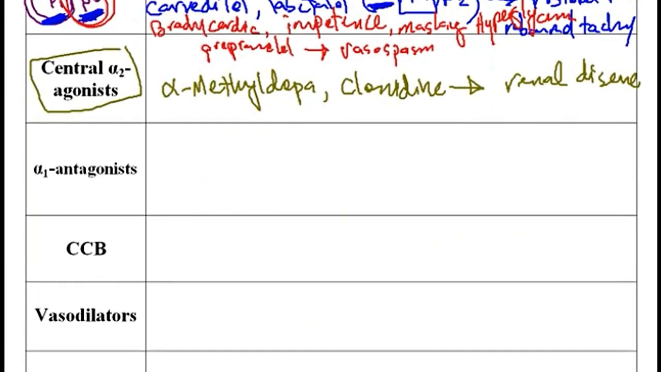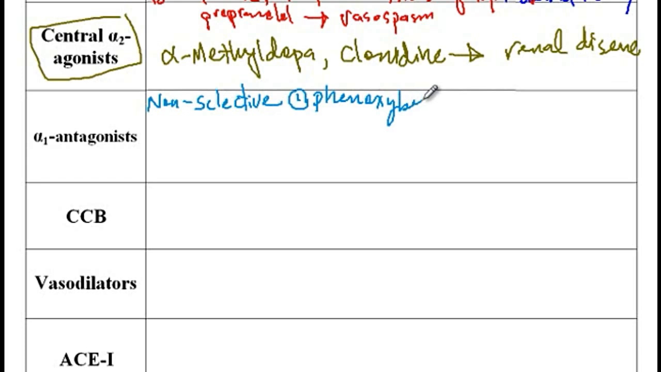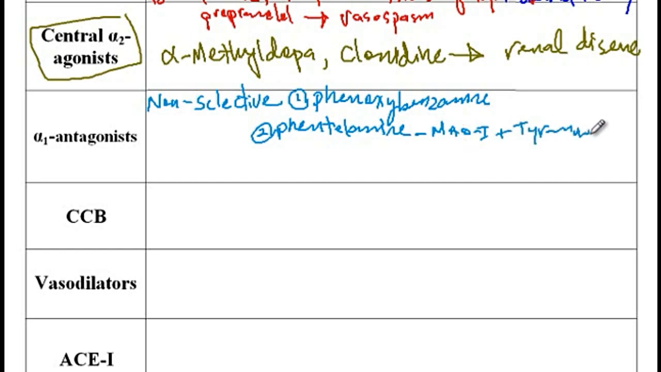Alpha-1 antagonists are the next classes of antihypertensive medications, and these are divided into two classes: the non-selective, which include phenoxybenzamine as well as phentolamine. So phentolamine is used for the treatment of hypertensive crisis in patients that are taking the antidepressants, monoamine oxidase inhibitors, and at the same time they were taking tyramine containing foods, like for instance cheese or wine. And once these patients develop a hypertensive crisis, you can give them phentolamine to reverse the effects.